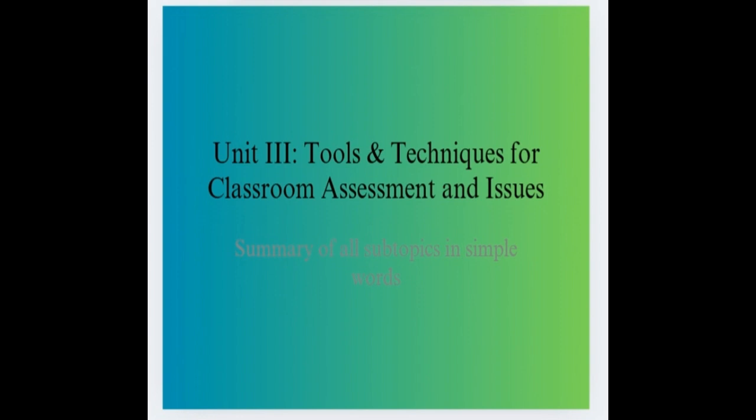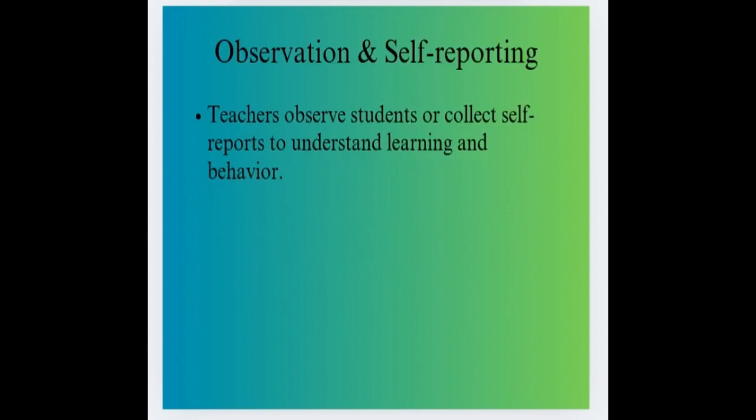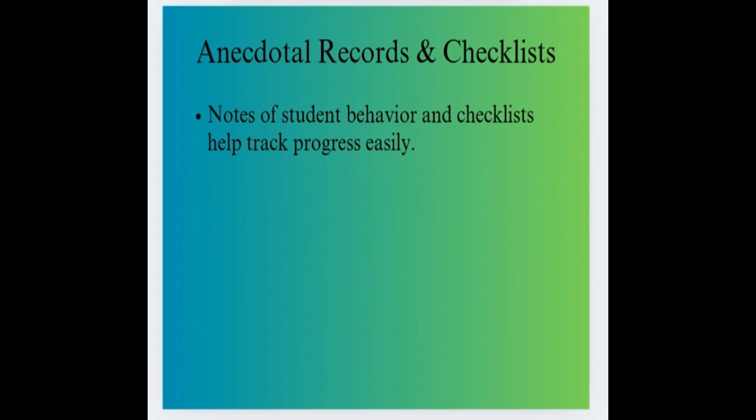So next, the teacher should observe the student and collect the self reports to understand their behavior. Now, next, anecdotal records and checklists. We should have proper records and a checklist to track the progress easily. It shouldn't be like within one day we can check and change things. The record should be maintained properly, and there should be a checklist for checking.